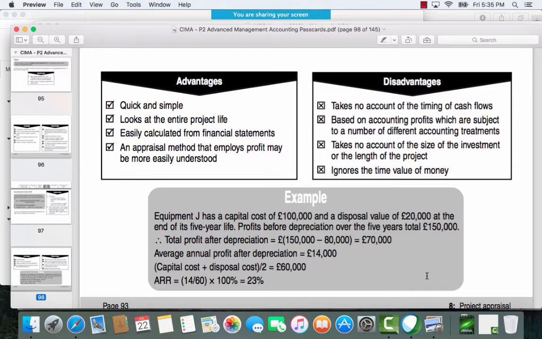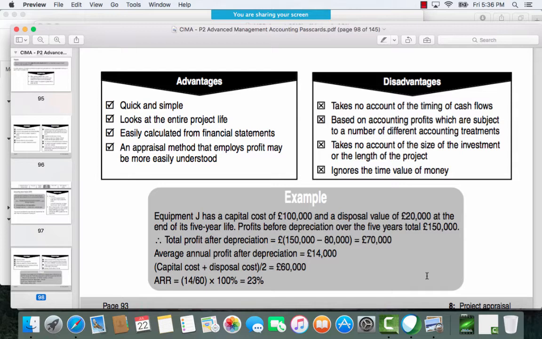Now, if you're not very familiar with the average accounting rate of return, do look at a sum that you have in your study text, because it's important that you understand how it is calculated. Like I said, they will not ask you to do the calculation, but they will expect you to give an interpretation of it. You can see how you can interpret this.